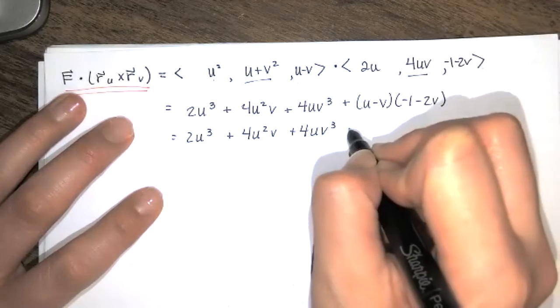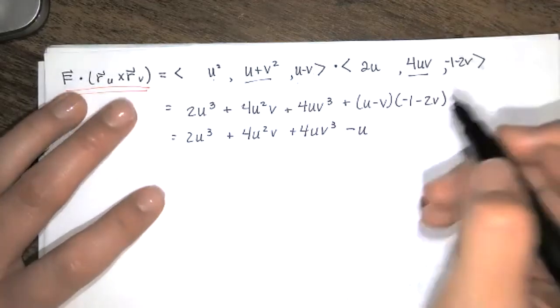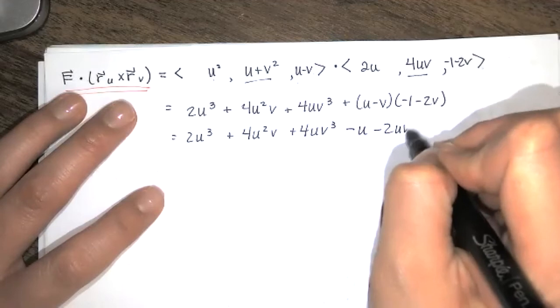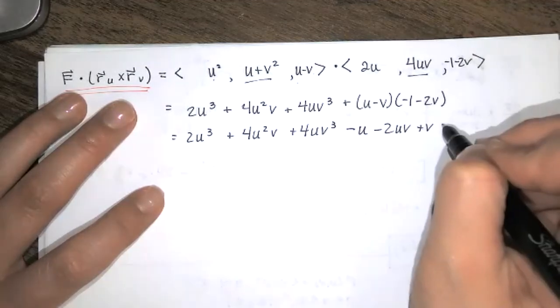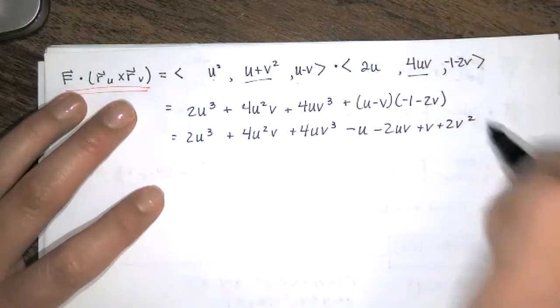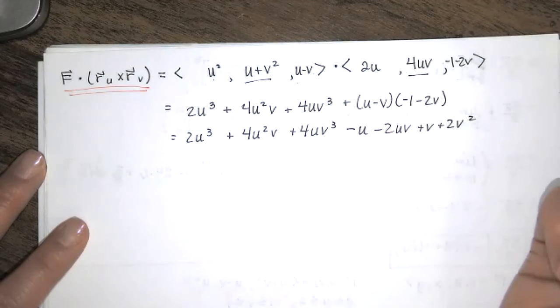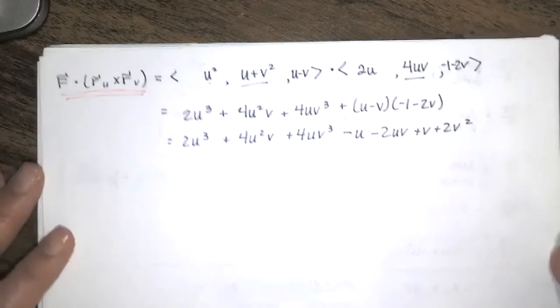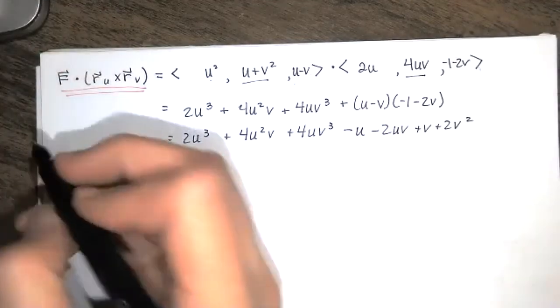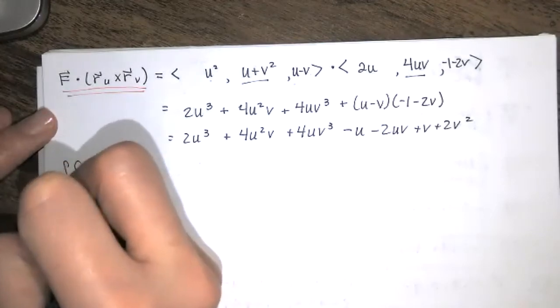And then we'll just do a little bit of foiling. First times first, outer times outer, inner times inner, and last times last. Do we have any like terms anywhere? It doesn't look like it, unfortunately. Just a big old integrand. That's okay.